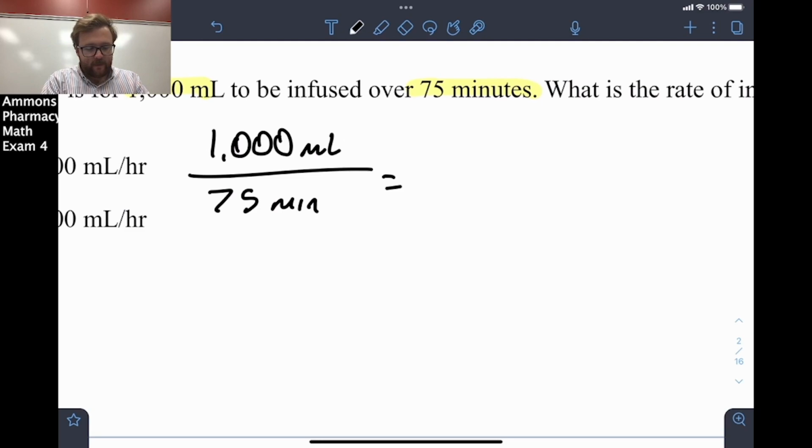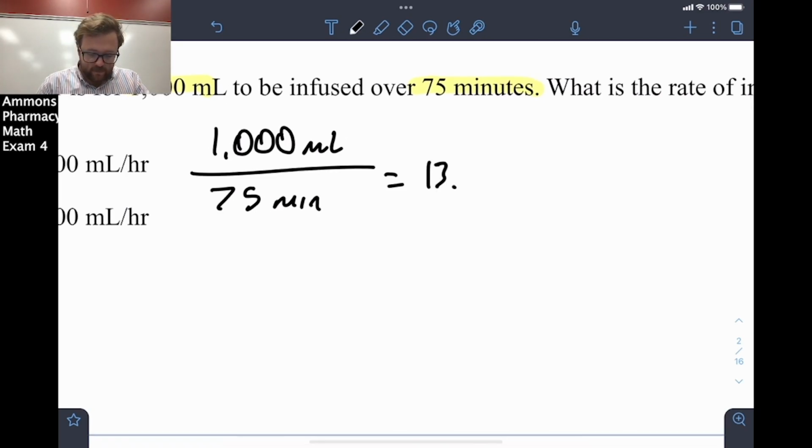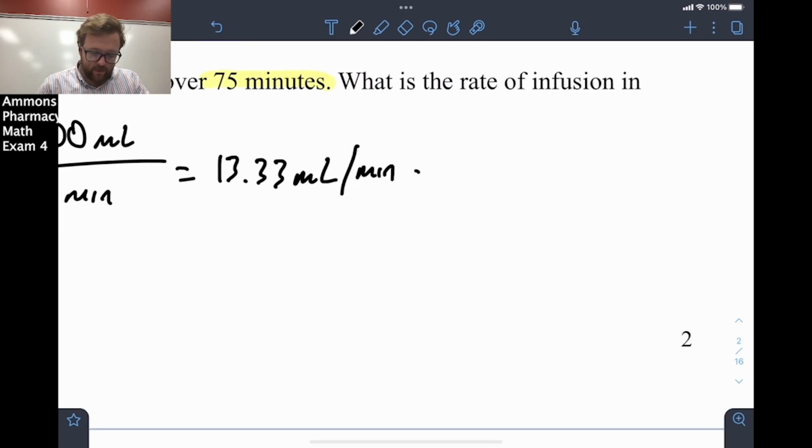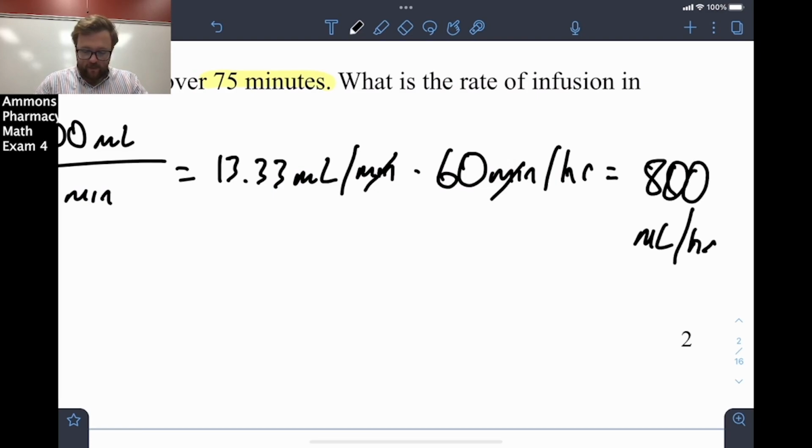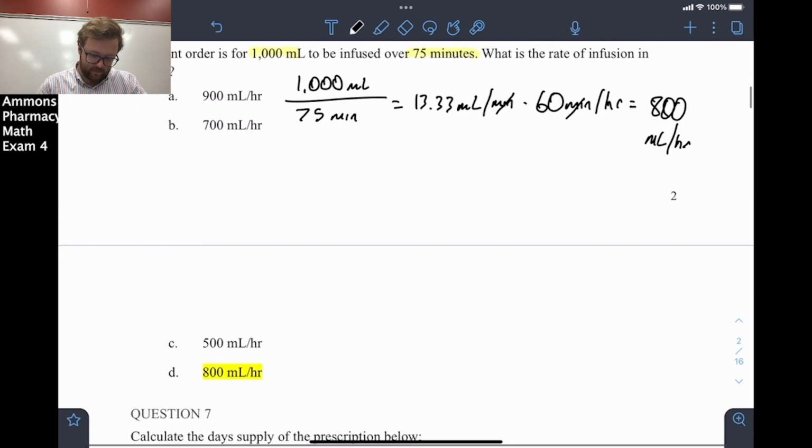1,000 divided by 75 is 13.33 mils per 1 single minute. Okay, we already know that there are 60 minutes in an hour. So our minutes cancels and we're left with mils per hour. So what's 13.33 times 60? And that is basically 800 mil per hour. Is that an answer? Yes, it is.